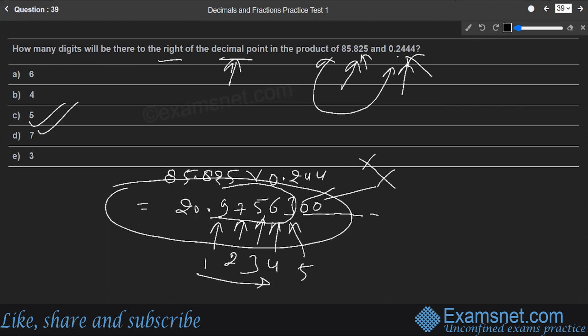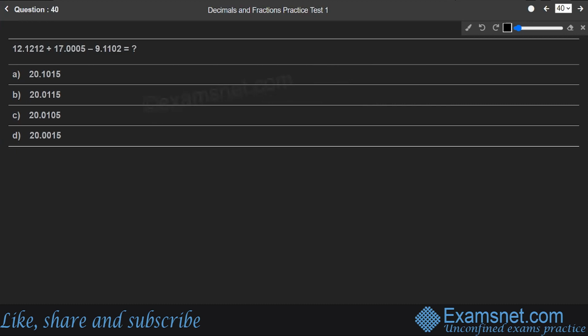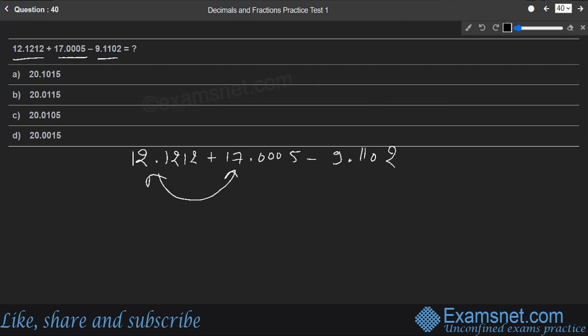Option C is right. Now he says 12.1212 plus 17.0005 minus 9.1102. So we need to find out this algebraic sum. Let us just quickly write it. This is going to be 12.1212 plus 17.0005 minus 9.1102. So clearly we can add these two numbers first and subtract the later one.